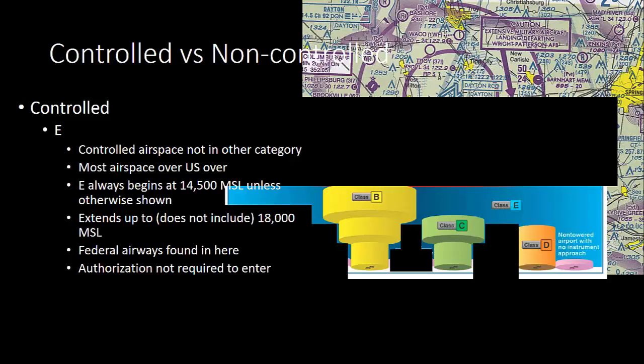18,000 and above, we'll talk in a minute, is Class A. What's unique about Class E is this. Airports found within do not have a tower. So this would be like Martin Airfield in South Sioux City. It's a small private airport. There's no tower. They are a Class E airspace. What's interesting is Federal Airways are found in this particular location.